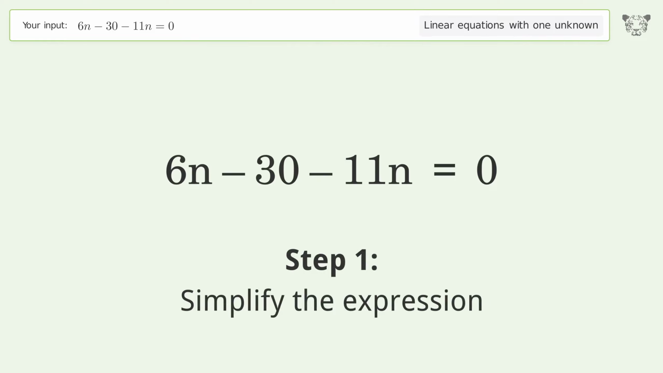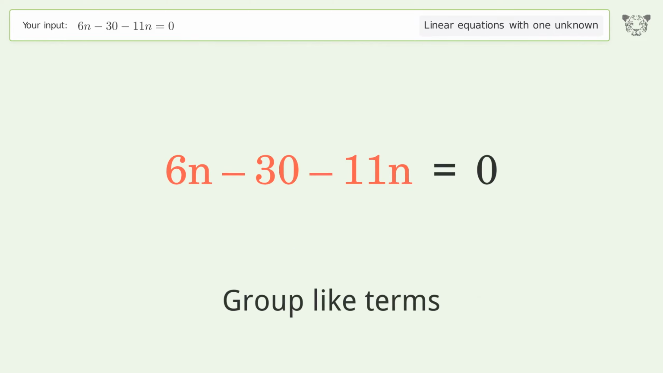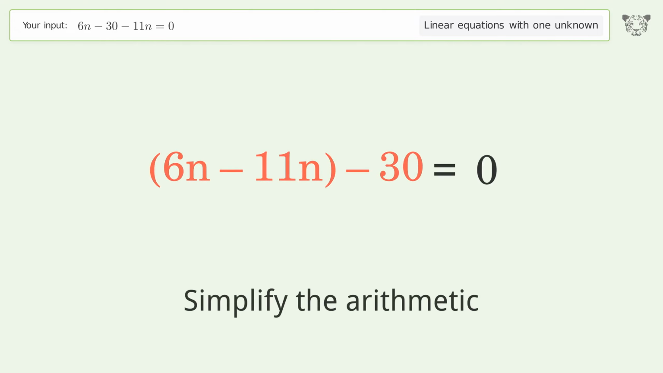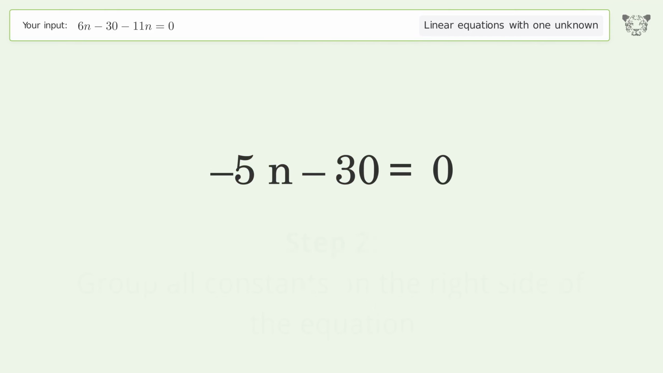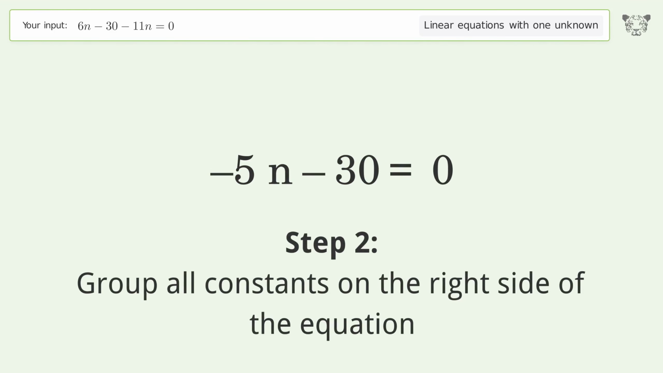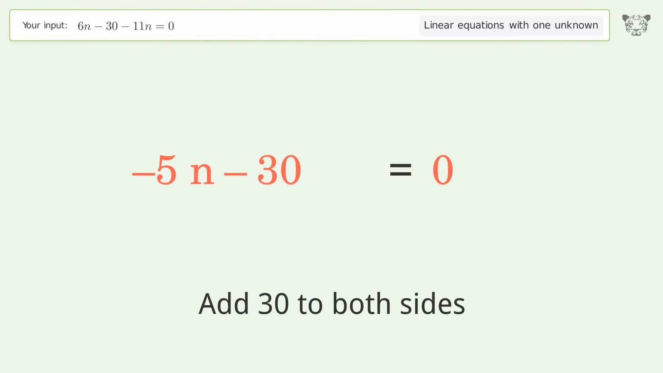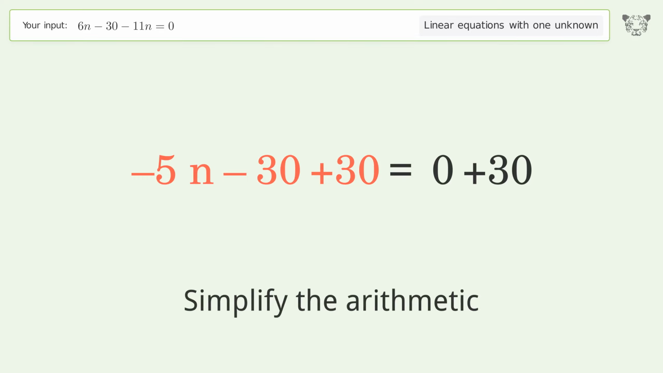Simplify the expression. Group like terms. Simplify the arithmetic. Group all constants on the right side of the equation. Add 30 to both sides. Simplify the arithmetic.